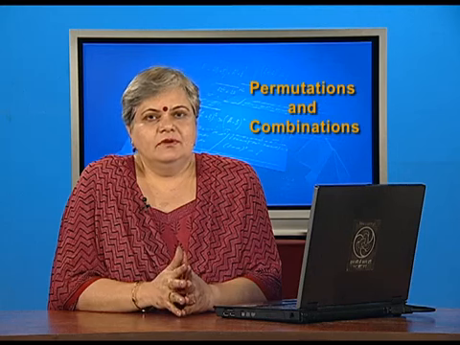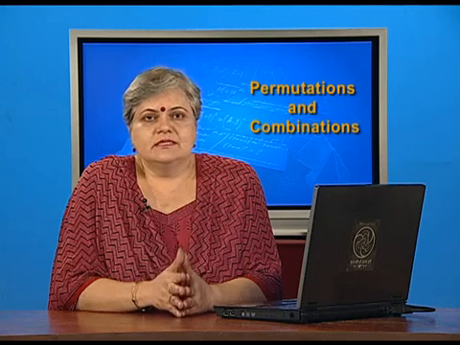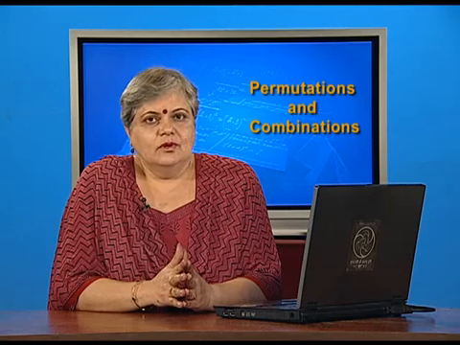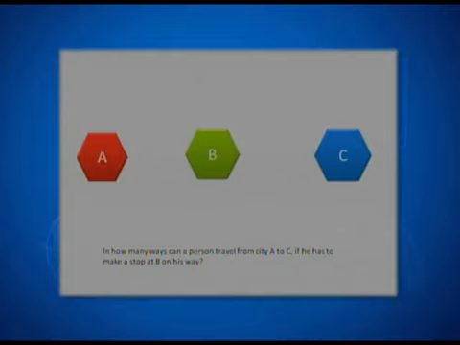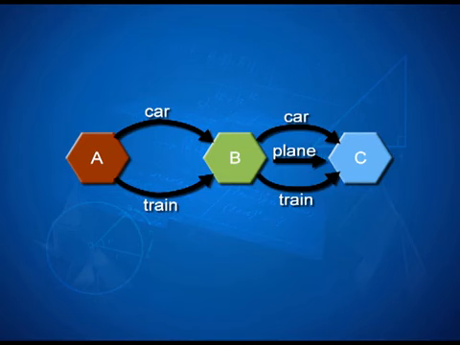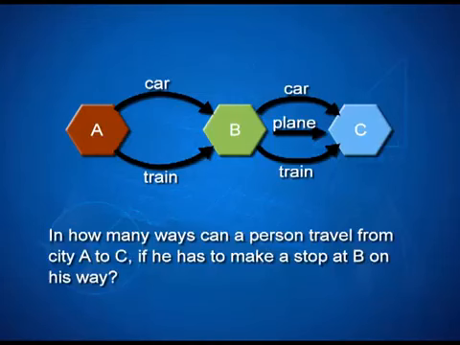Suppose a person is travelling from city A to city C and he has to make a stopover in say city B. In how many ways can he do so? Provided what we know is that from city A to city B, he can travel either by car or take a train. Whereas, from city B to city C, he has 3 options. He may go by car or travel by train or can use a plane.